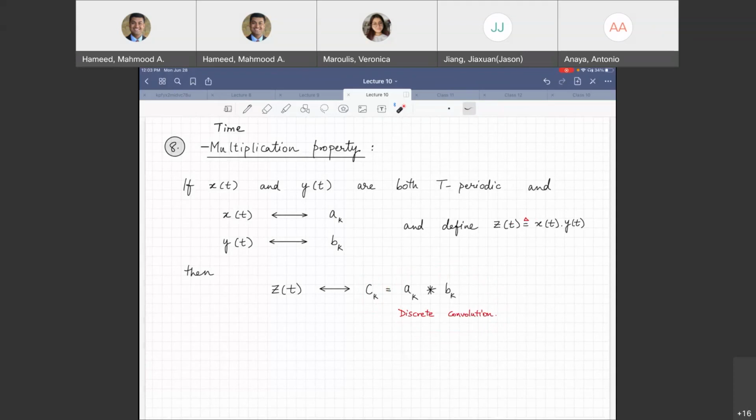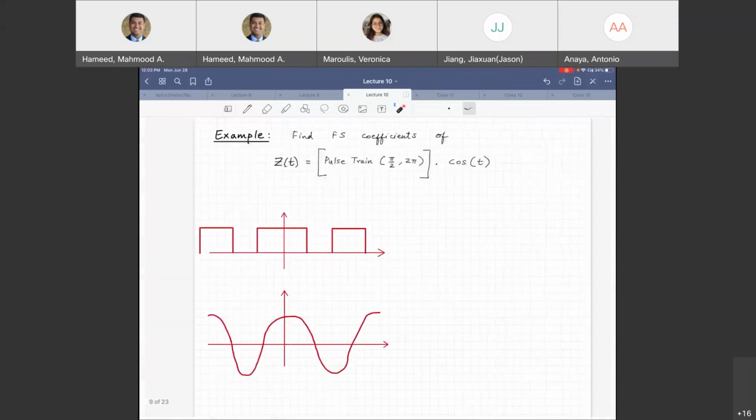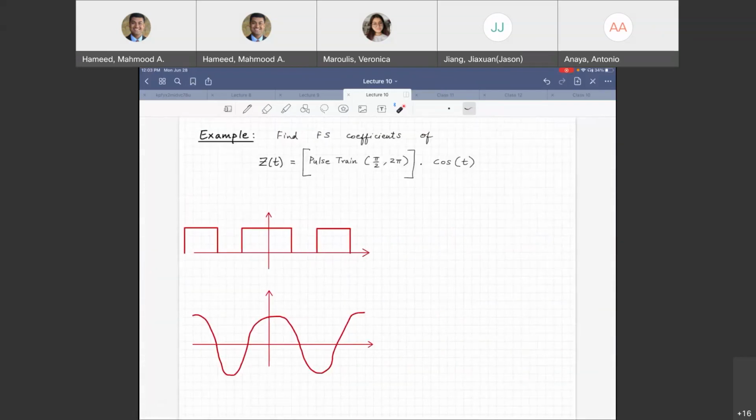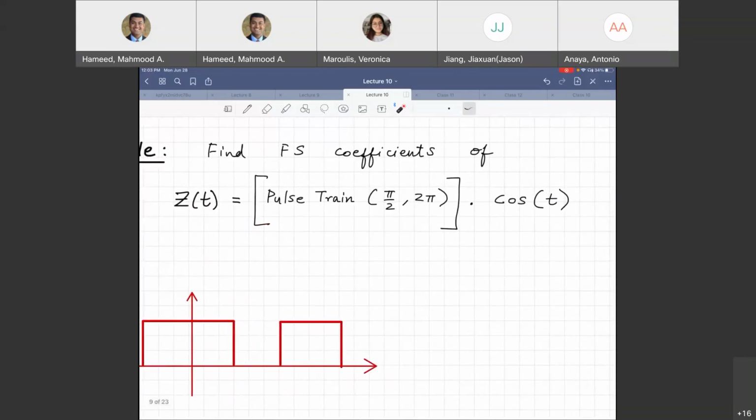That's the property. I don't want to spend time proving it because we have about 3 minutes left. I will do a problem first. Let us start boring a little bit at the beginning of next lecture, and then we'll do something interesting. Let's try to end this class on a high note. Find the Fourier series coefficients of z of t, where z of t is defined as a product of a rectangular signal and a cosine.